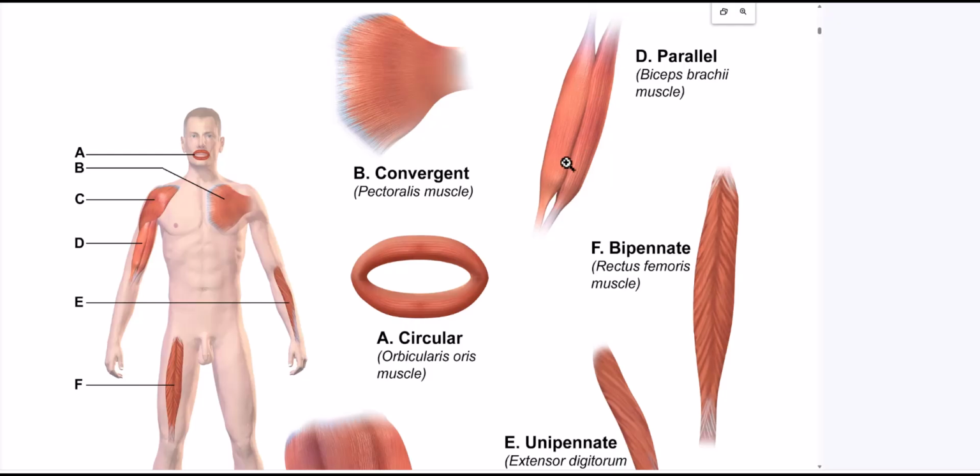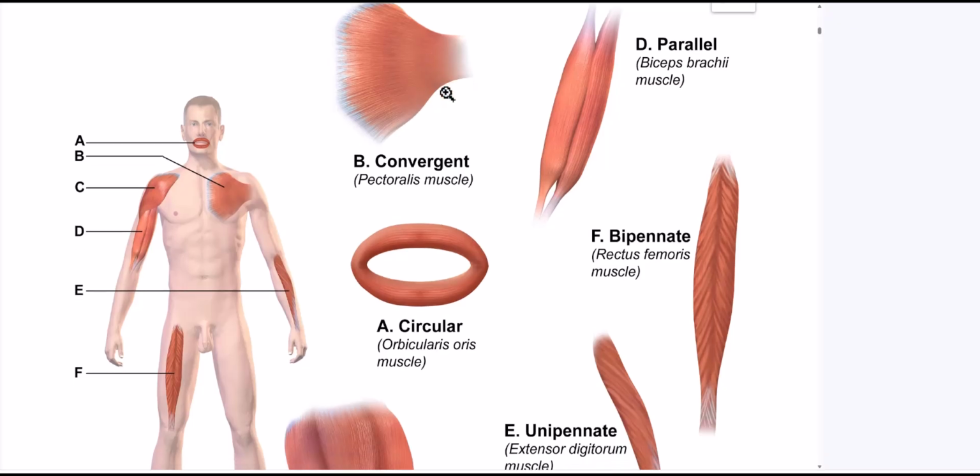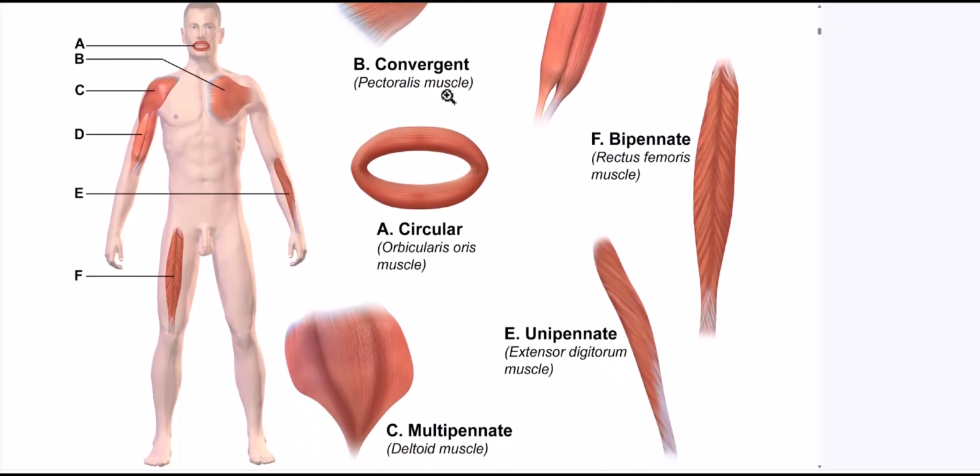You can see muscle groups that are convergent. They are sort of triangular shaped, and you can see the fibers are converging onto a common place. Your pectoralis major is a good example of a convergent muscle. Then we have pennate. Pennate means feather shaped, and you can see bipennate. Rectus femoris is a good example of a bipennate muscle. You see the two sides of the feather looking structures.